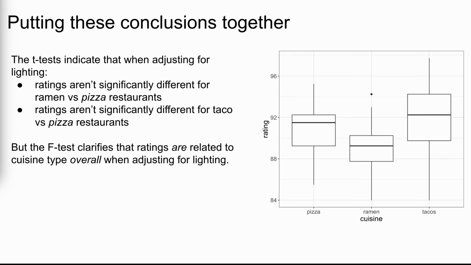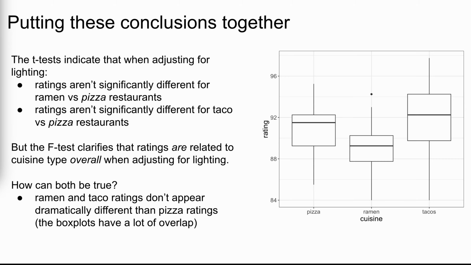To understand how both can be true, the plot of ratings by cuisine types offers some insights. First, notice that ramen and taco ratings do not appear dramatically different than pizza ratings. That is, the pizza box plot overlaps quite a bit with the ramen box plot, and it overlaps quite a bit with the taco box plot. But ramen and taco ratings do appear different from one another. Mainly, taco restaurants appear to have significantly higher ratings than ramen restaurants.